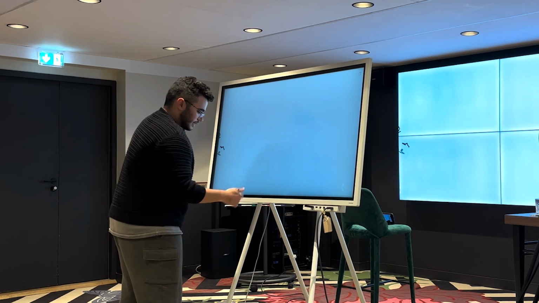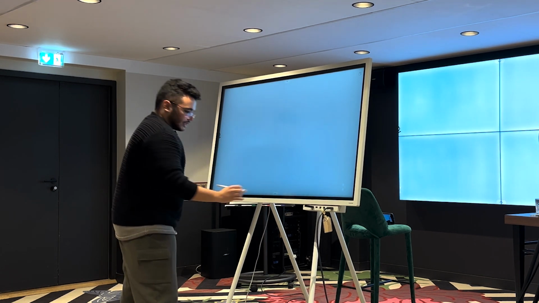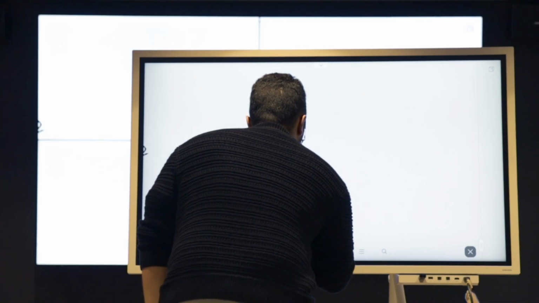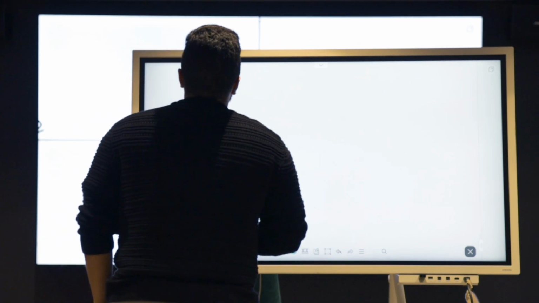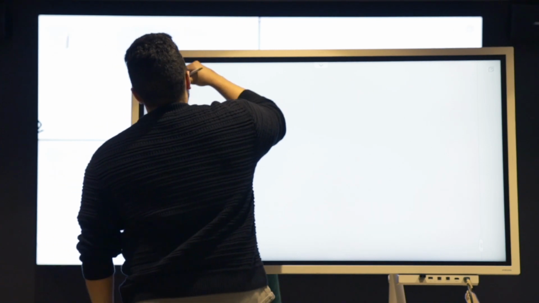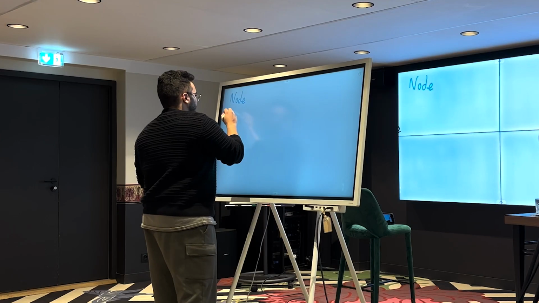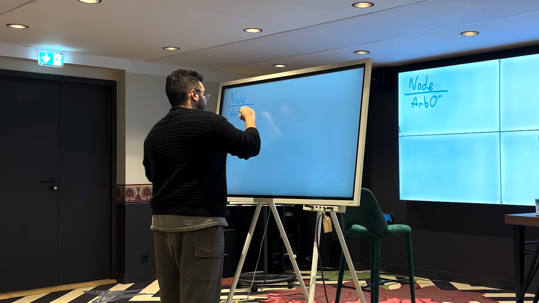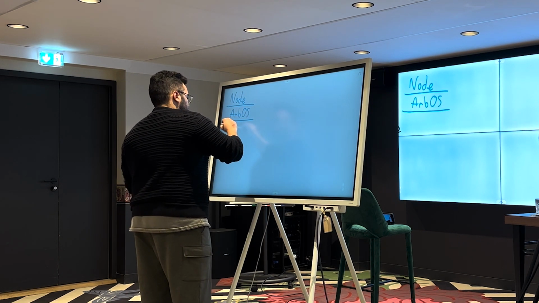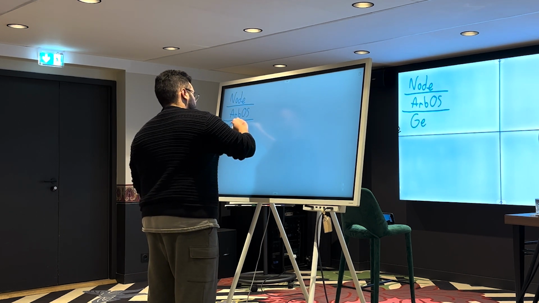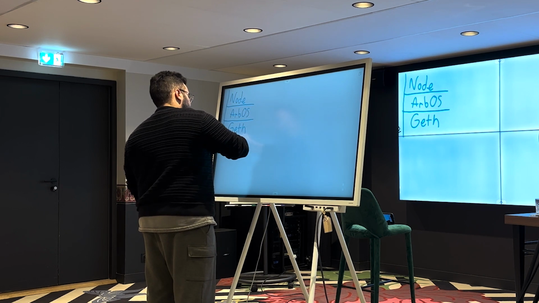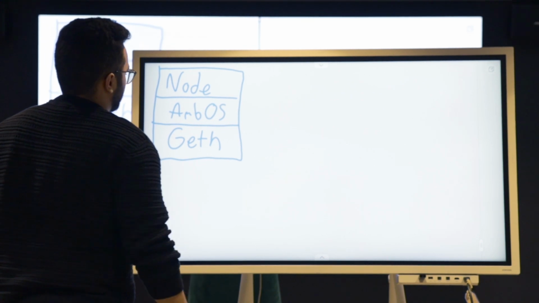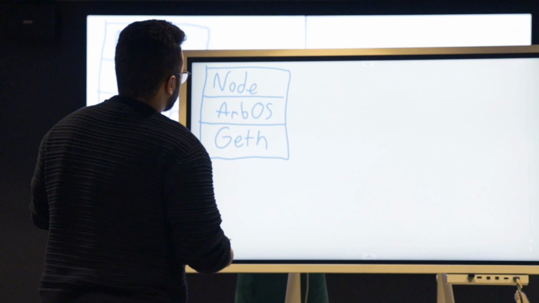Now, big idea number two is geth at the core. So if we had to divide the Arbitrum software into pieces, the first piece is the node software. The second piece is ArbOS. And then the third piece is geth, right? So very important, three words: node, ArbOS, and geth. That's really how you can separate the different components of the software.